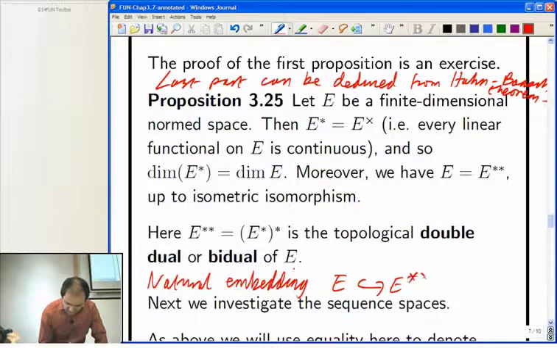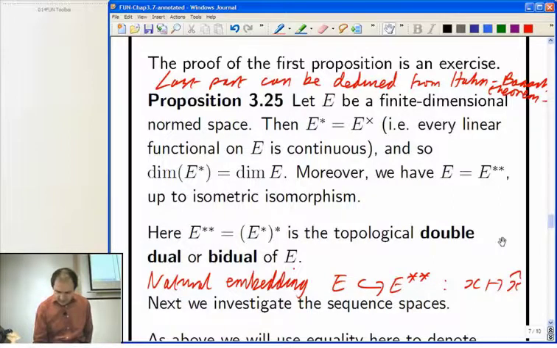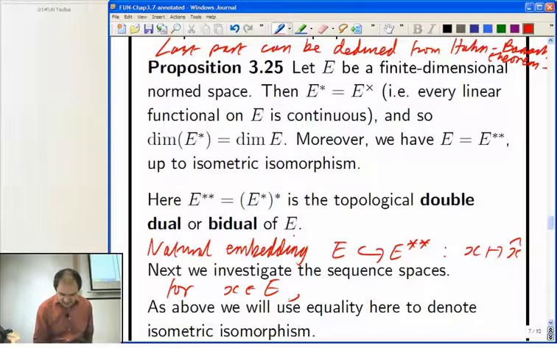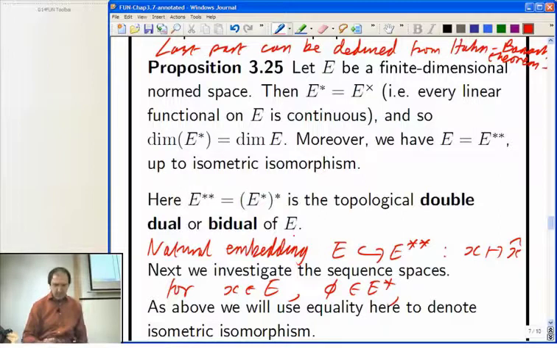Whose properties we'll have a look at later. It takes X to something called X hat. So this is where X is in E. So for X in E and phi in E star, so phi is a continuous linear functional defined on E. So we've got phi of X is a nice scalar. Well, we define X hat of your functional to be phi of X.